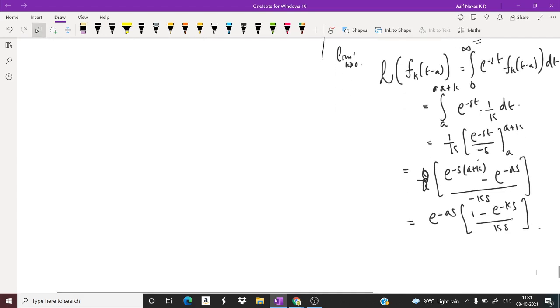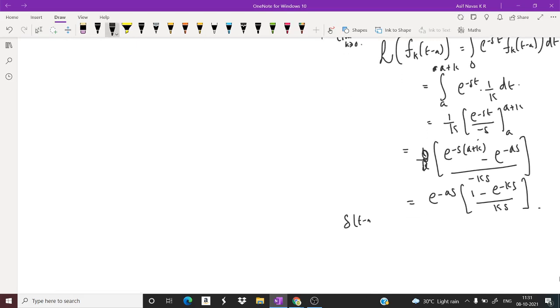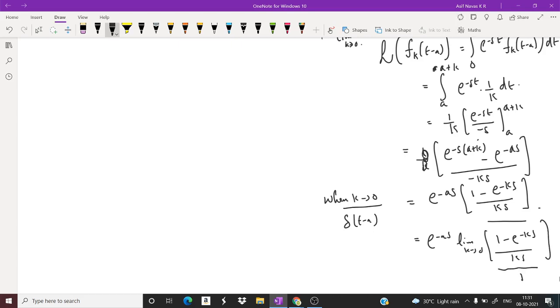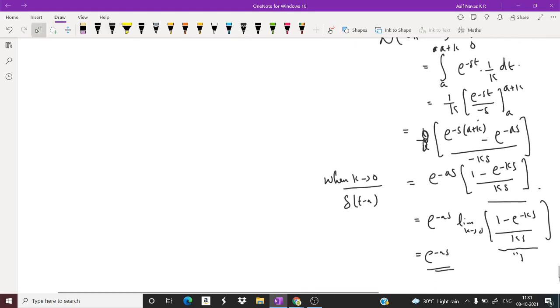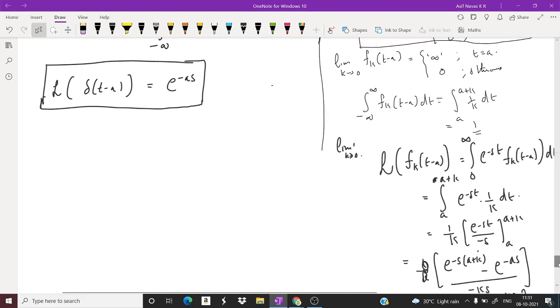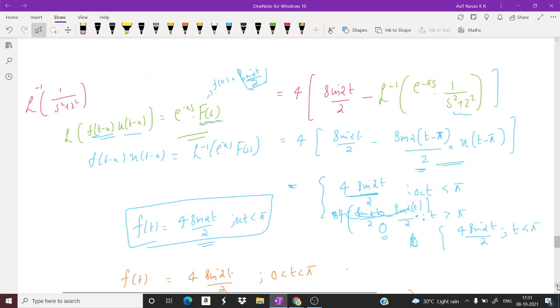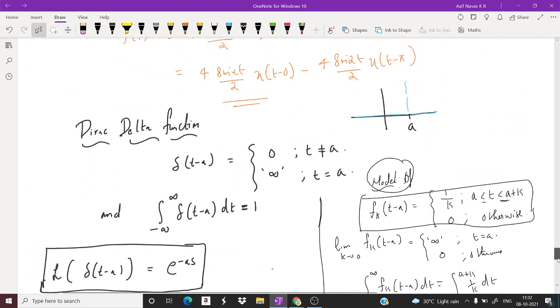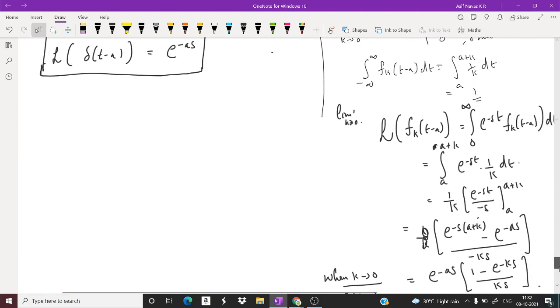Okay. So the Dirac delta function is delta t minus a when k tends to 0. If I apply k tends to 0 here, you can take e raised to minus as outside, and the limit as k tends to 0 of 1 minus e raised to minus ks by ks is equal to 1. You can use L'Hopital's rule and find that. So this is the Laplace transform, e raised to minus as. Please note it down: the Laplace transform of a Dirac delta function is e raised to minus as. This is an intuitive approach for finding the Laplace transform of the Dirac delta function.